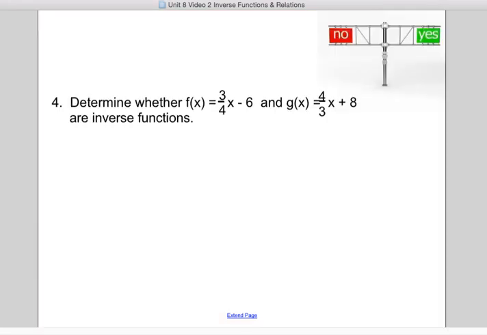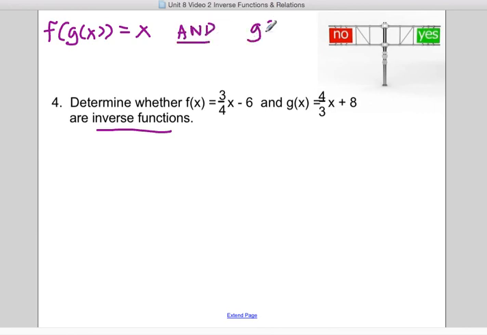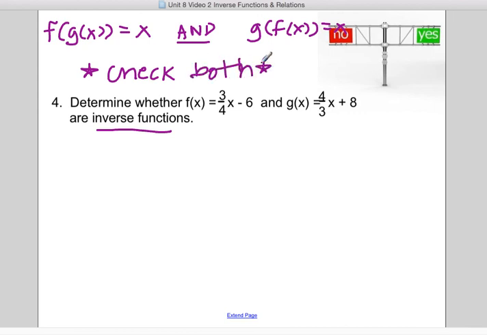We are going to move on to an example that says to determine whether f of x and g of x are inverses. This will come up on your review guide for this unit, so make sure you're paying attention. If you need to show that something is an inverse function, you need to do a composition. We need to do f of g of x, and you need to show that that equals x. And you need to do g of f of x, and you need to show that that is equal to x. You need to check both.